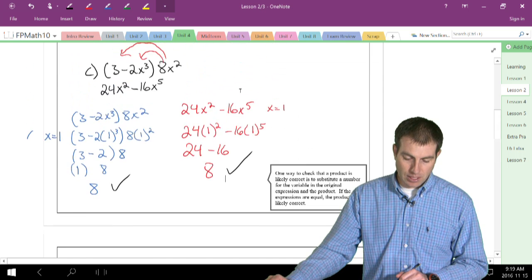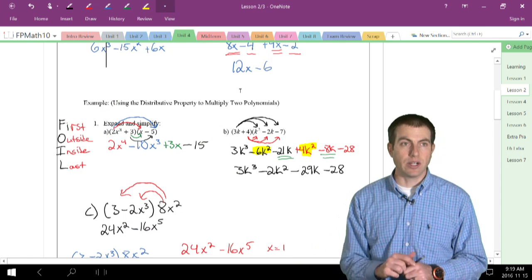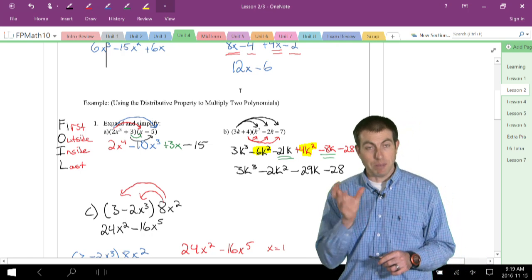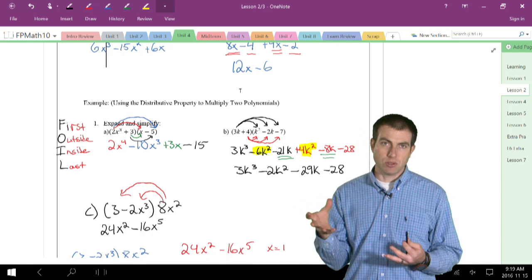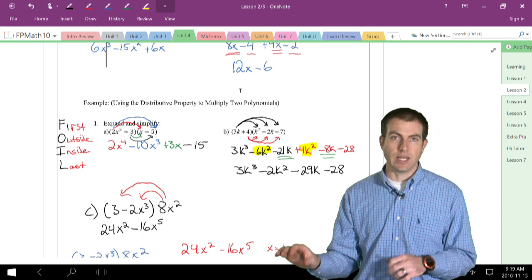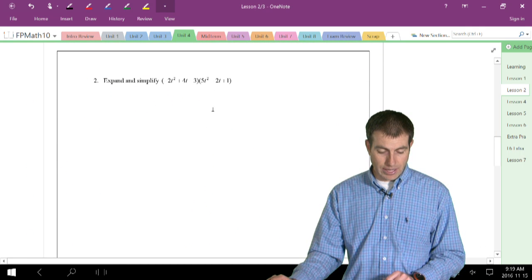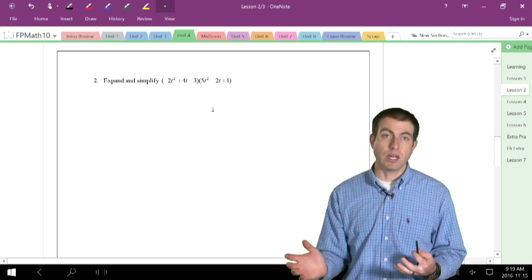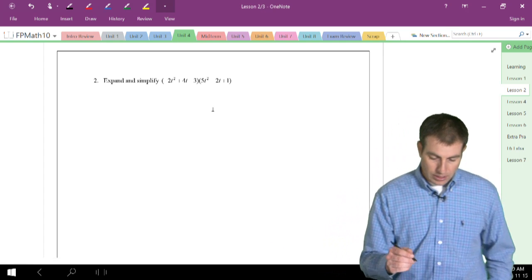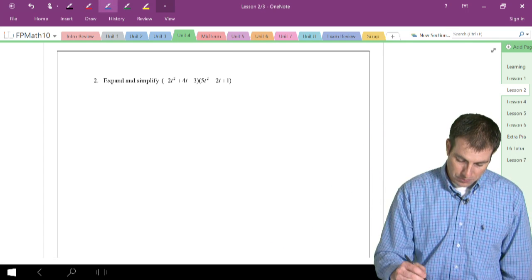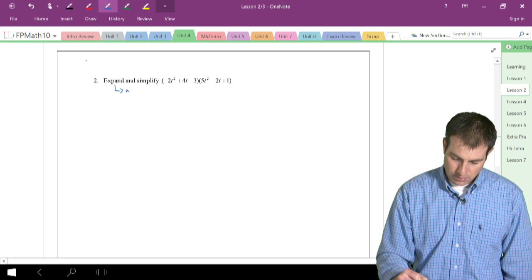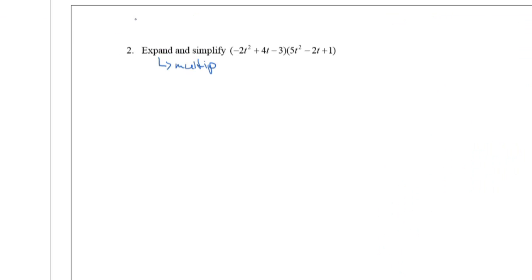All right. Up above here, in letter B, we did a binomial times a trinomial. So 2 things in the first bracket, 3 things in the second. Number 2 is asking us to expand, so we're going to multiply. That's what expand means. And then simplify. Except we have 2 trinomials. Oh no. What are we going to do?